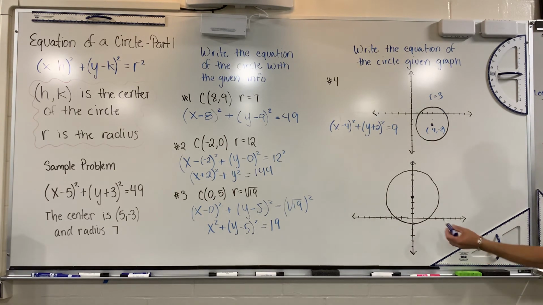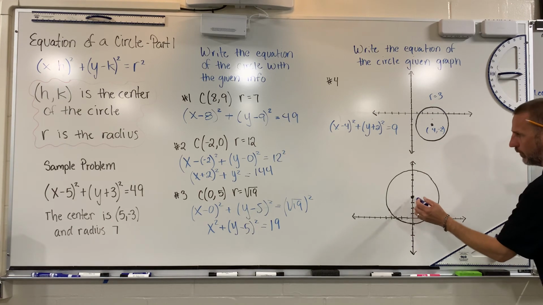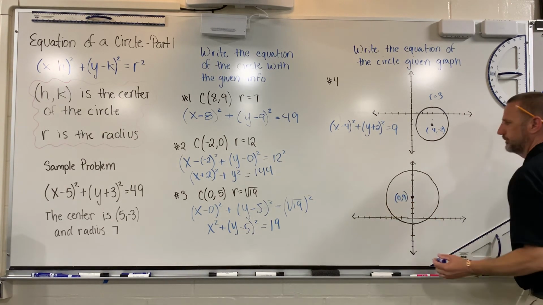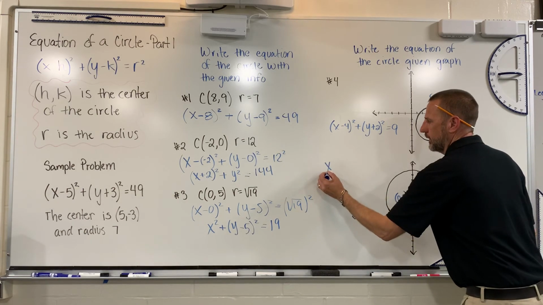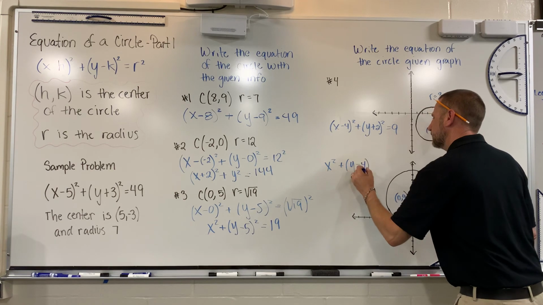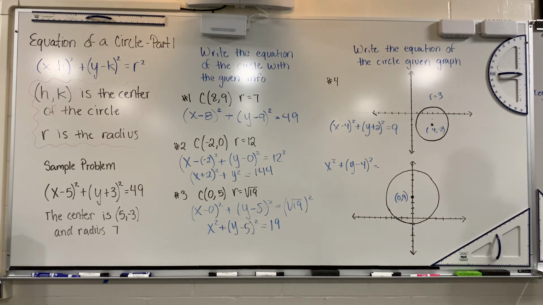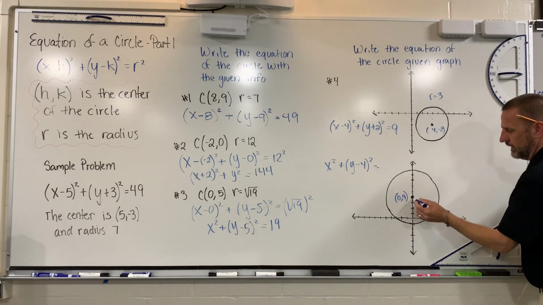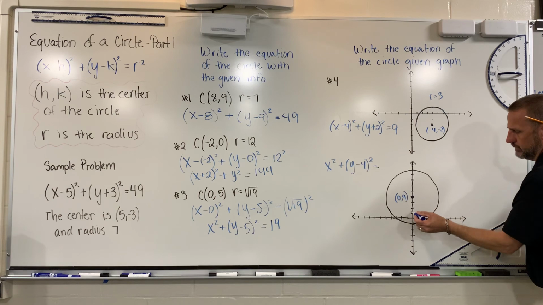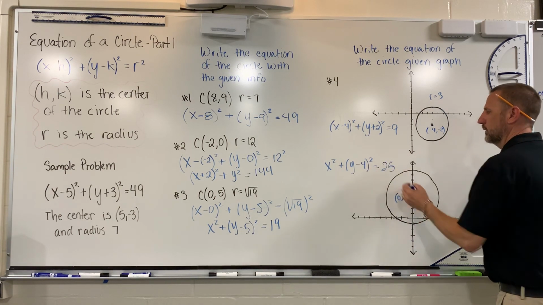I see my center is at over 0, up 1, 2, 3, 4. So I'm at (0, 4). So already I can tell you the first part of the problem. And all I got to do now is find the radius. Well, again, count in any direction. I can count down, count up. I think I'll count down this time. 1, 2, 3, 4, 5, and I get 25.